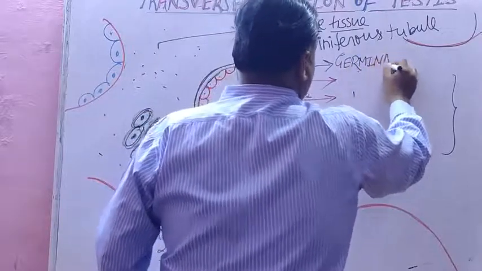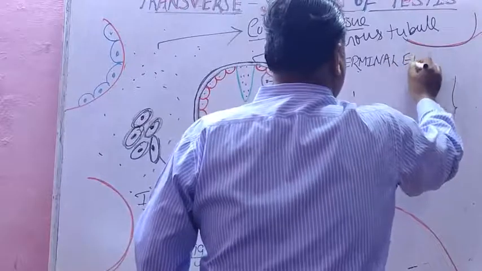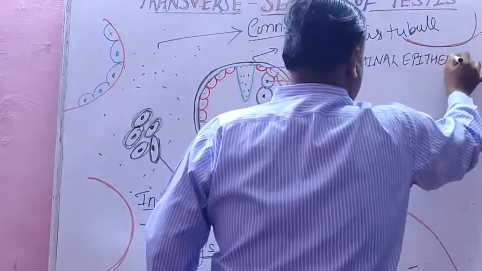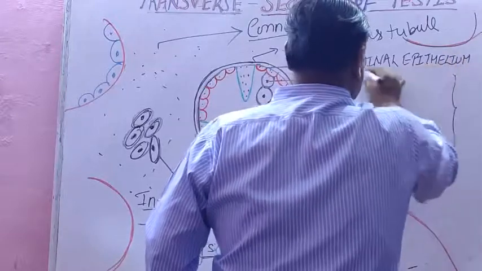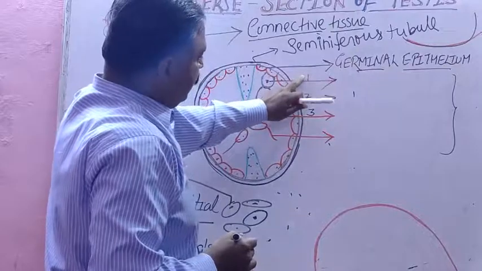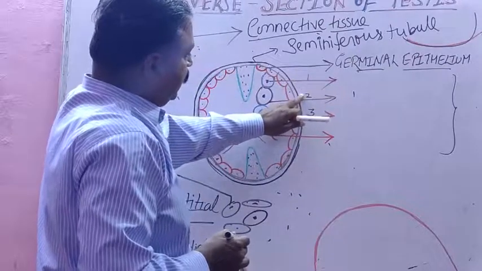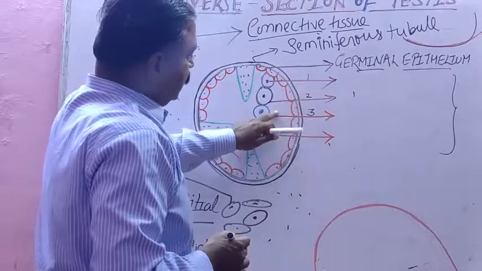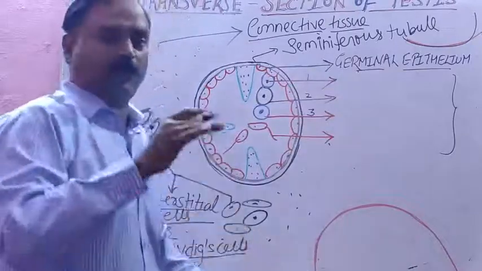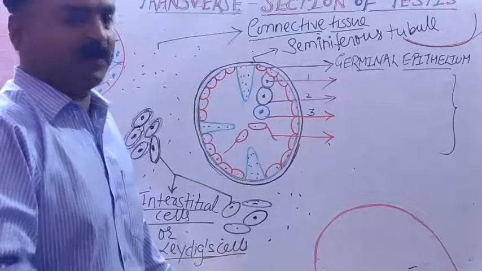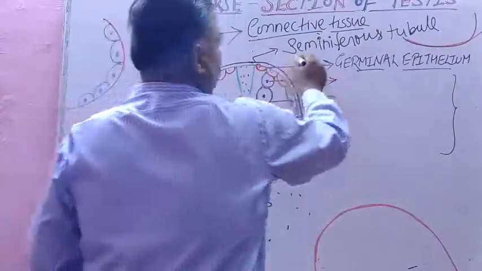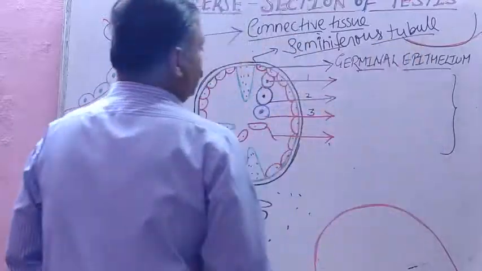Germinal epithelium. Students, I am using capital letters because these words are in capitals. Then number 1 spermatogonium cell, second spermatocyte, and third spermatid. These you are going to study. These are the stages of spermatogenesis, asked in long answer type questions. So germinal epithelium is the wall of this seminiferous tubule, isn't it?